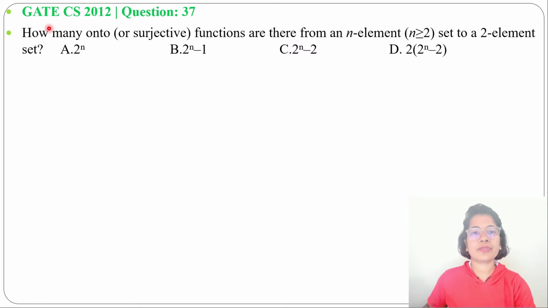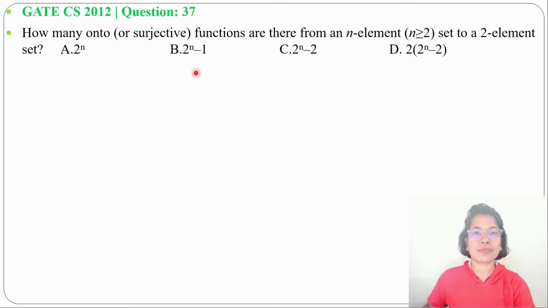Let's solve one previous question of set theory. This question was asked in GATE CS 2012, question number 37. How many onto or surjective functions are there from an n element set, n greater than or equal to 2, to a 2 element set? Four options are given.